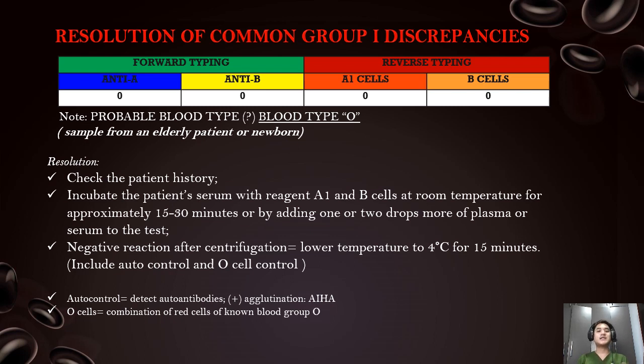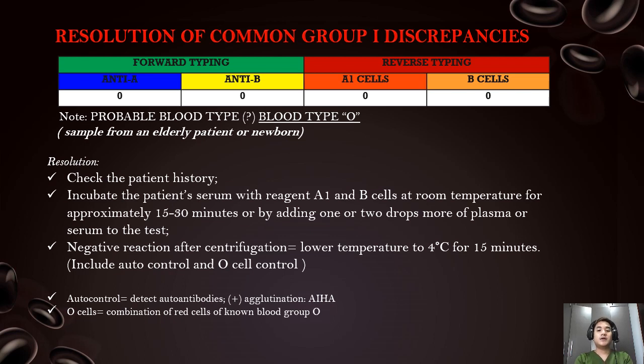However, when doing this, you should always include an autocontrol and O cell control, since the lower temperature of testing will mainly cause reactivity of other commonly cold-occurring agglutinins such as your anti-I that actually has a high reactivity, most particularly to adult RBCs.